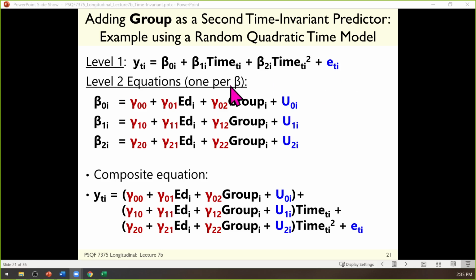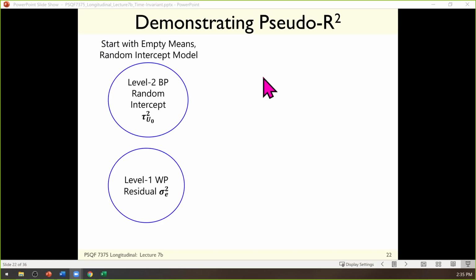So I wanted to do a little bit of a review, a visual of that. For those of you who may not think in equations, if you're more of a visual person, this one's for you. So once upon a time, at the beginning of the semester, we started with an empty model. And the whole point of an empty model is to talk about how much of the variation is level 2 between persons and how much of the variation is level 1 within persons. So I have these 2 circles here on slide 22 meant to represent that idea that we begin by taking the overall outcome variance and partitioning it into 2 sources, 2 orthogonal sources, meaning uncorrelated. Level 2, random intercept, and level 1, residual. Okay, with me so far?